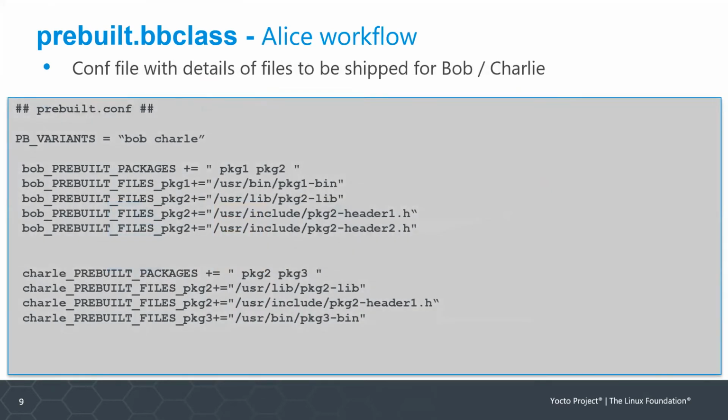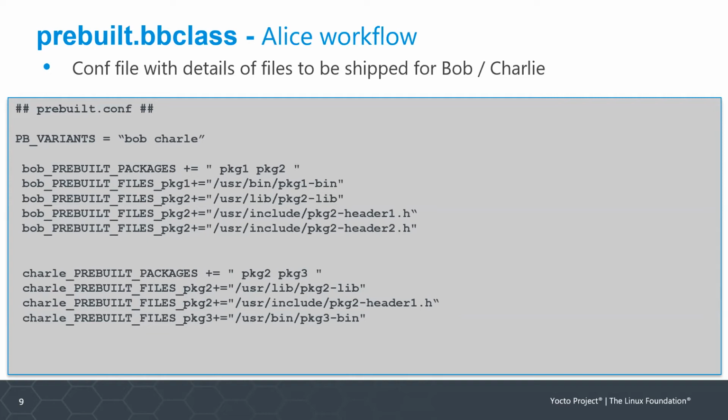Then this is the configuration file I was talking about. There are two pre-built variants, one meant for Bob, one meant for Charlie. For Bob, we'll be distributing, let's say, package 1 and package 2. Package 1 has a binary, and package 2 has a library plus 2 headers.